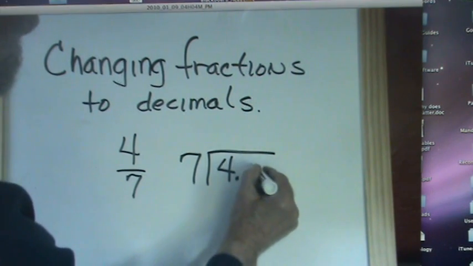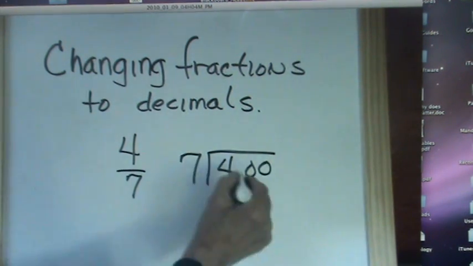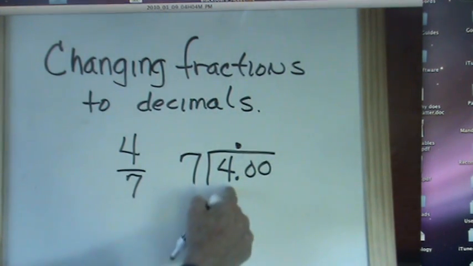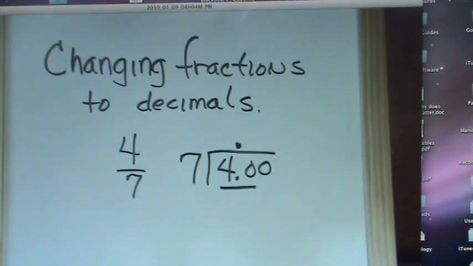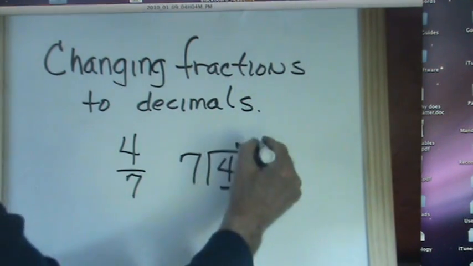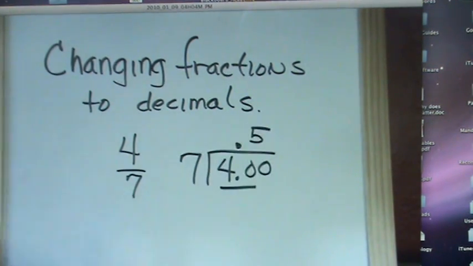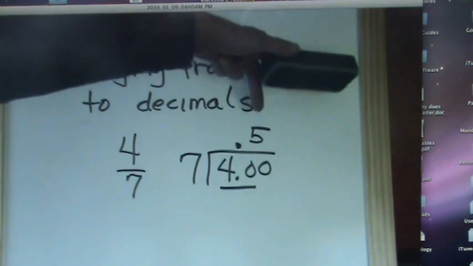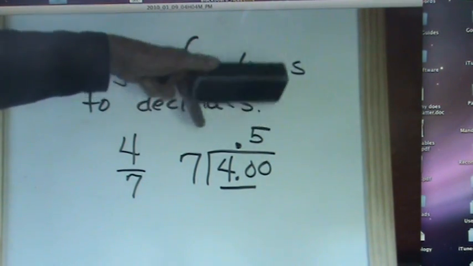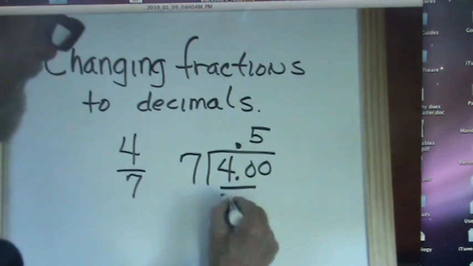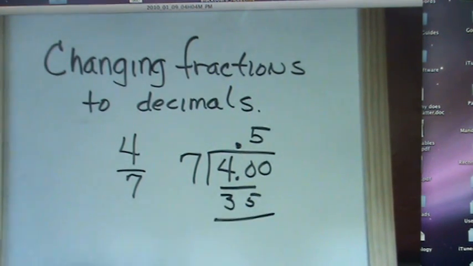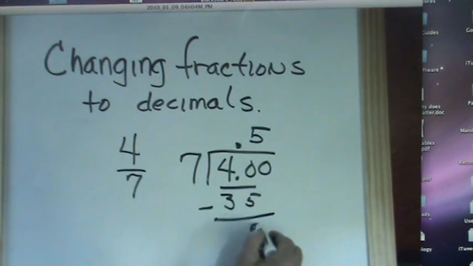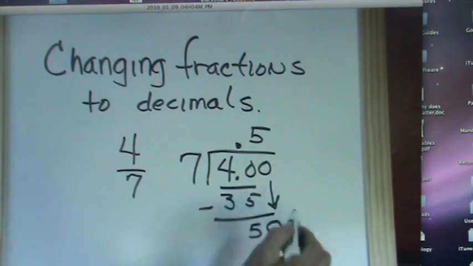But we know we can put zeros. And we know we put our decimal point right up there. Now, 7 cannot go into 4, but 7 can go into 40. 7 can go into 40 5 times. So I did my division. Now I multiply. Multiply what? Multiply the last number up here times this. 5 times 7, 35. Subtract. 40 take away 35 is 5. Can bring down a 0.